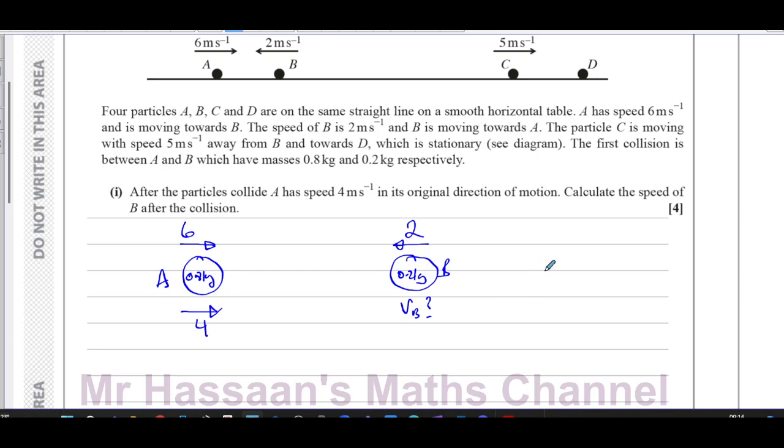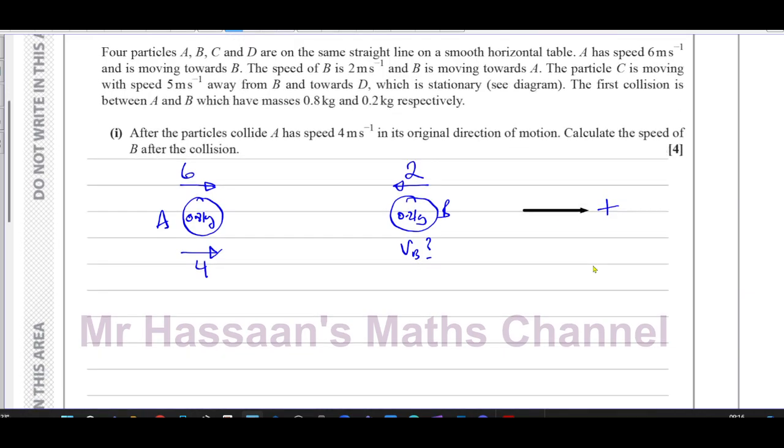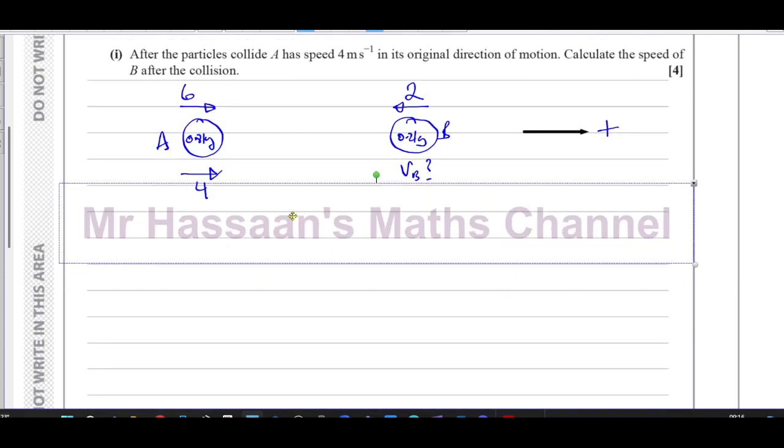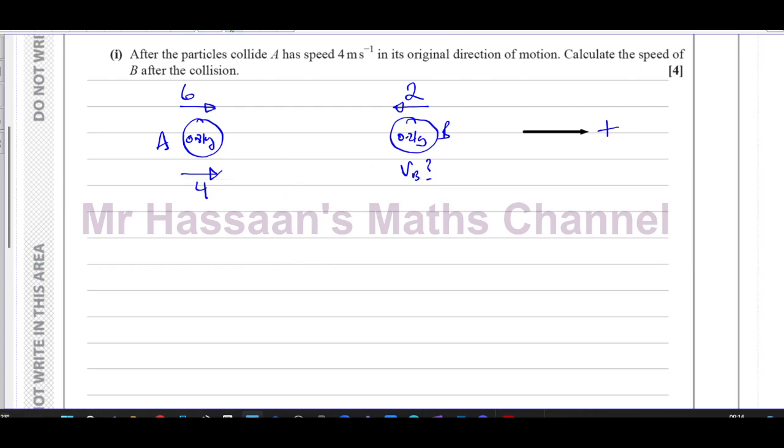So what I'm going to do is take the right as positive. I don't have to. It's up to you what you take as positive, but I'll take the right as positive in this case. So that's very important here because a lot of people mess up with their signs in these type of questions. So you have to make sure you do the right thing in terms of taking one side as positive and going by that for your velocities. So now we know that before the collision, this was the situation. And after the collision, this is the situation.